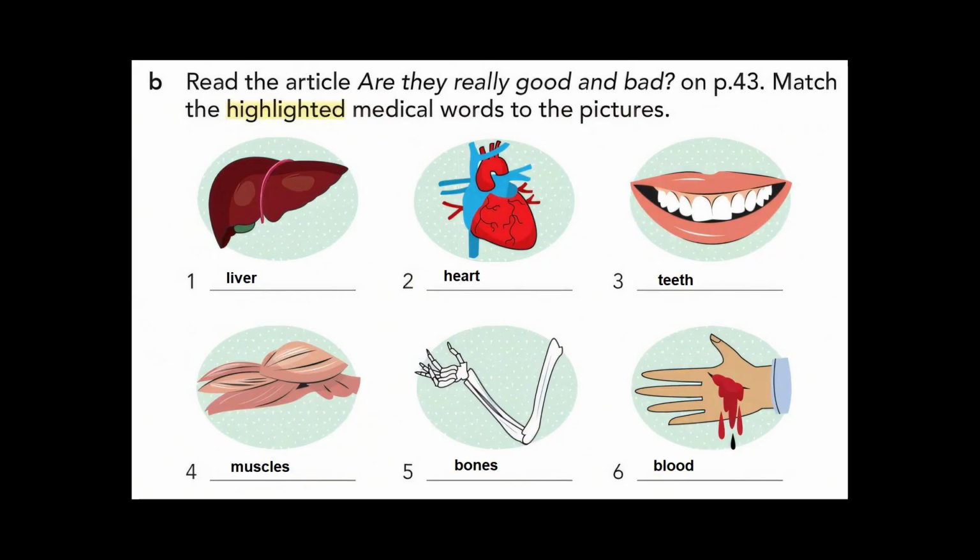Five point 16. 1, liver, 2, heart, 3, teeth, 4, muscles, 5, bones, 6, blood.